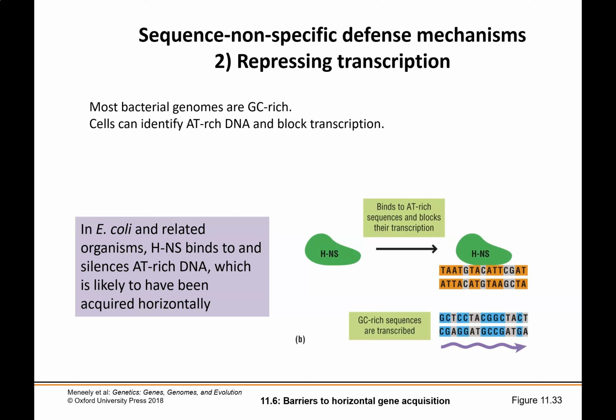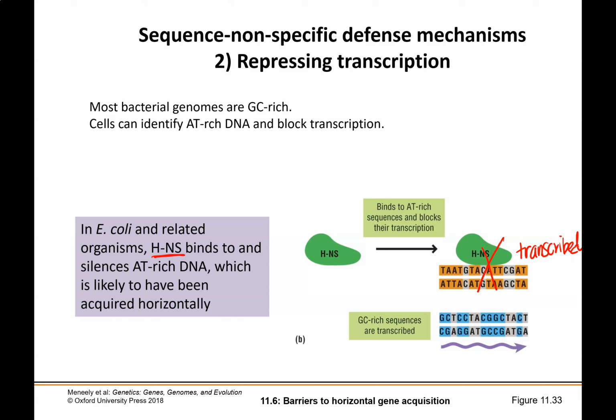So let's say that you have a virus that has infected the cell that is AT rich. That cell can recognize the AT-rich regions and use a specific enzyme to bind and block transcription. So we're not breaking it down, but we're keeping it from being transcribed. In E. coli, this enzyme is called H-NS. And H-NS binds and silences or blocks those AT-rich regions so that they're not transcribed.